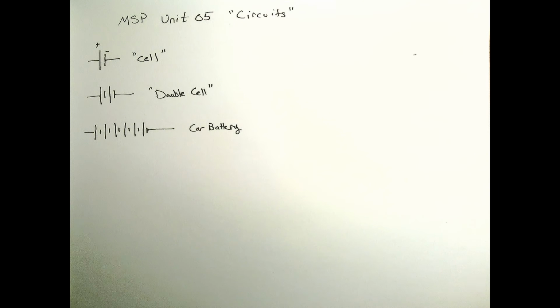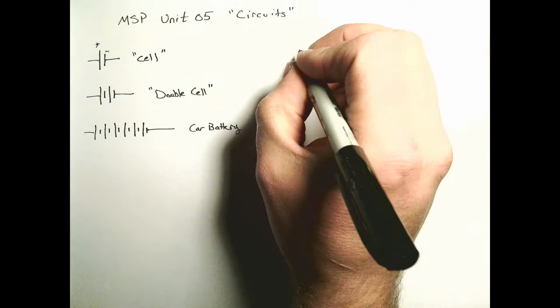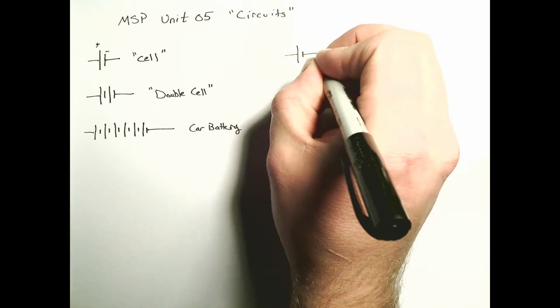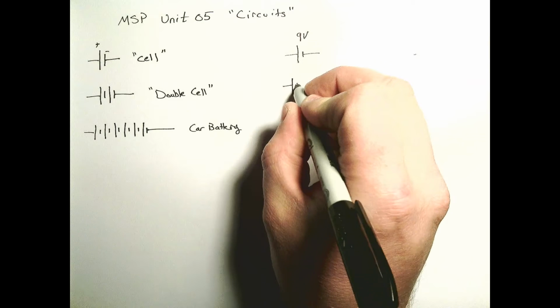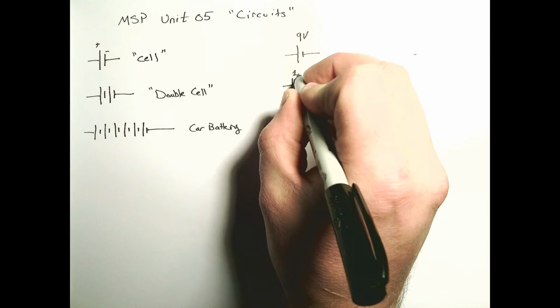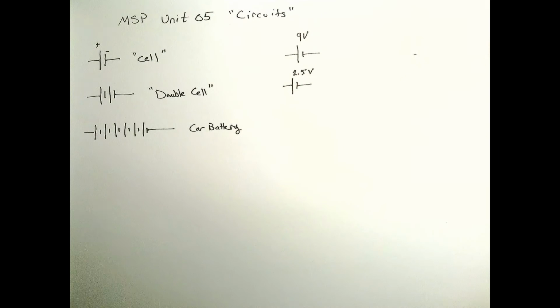Now, typically speaking, when we draw a cell in a circuit, we put how much power that cell can deliver above it. So if I saw a cell in a circuit, I might put like 9 volts above it like that. So that would be a representation of a 9-volt battery. Or if I put 1.5 volts above it, that'd be the representation of a AA or AAA or C or D battery. Okay, so go ahead and write that down.